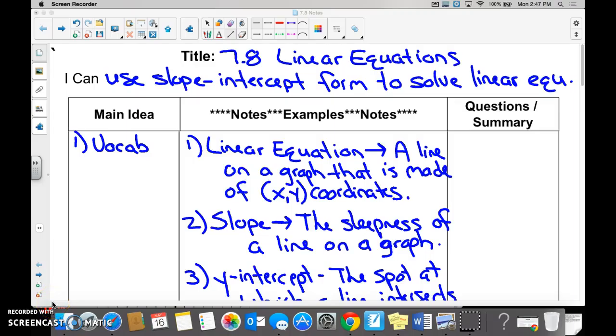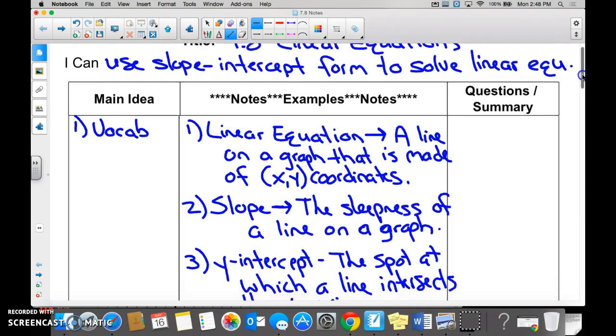7-8 linear equations. I can use slope-intercept form to solve linear equations. So slope-intercept form. Give me another name for slope-intercept form, you guys. Everybody. Y-intercept. Y-intercept and slope-intercept would be the same thing. So slope-intercept, y-intercept, they're referring to the same thing.